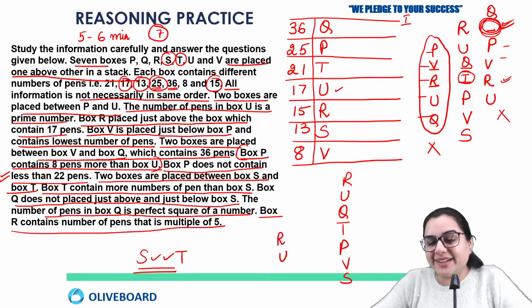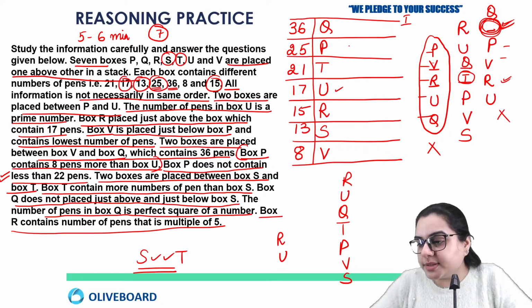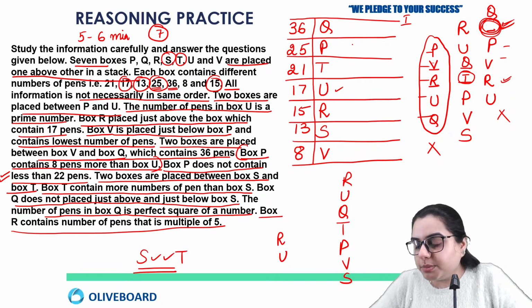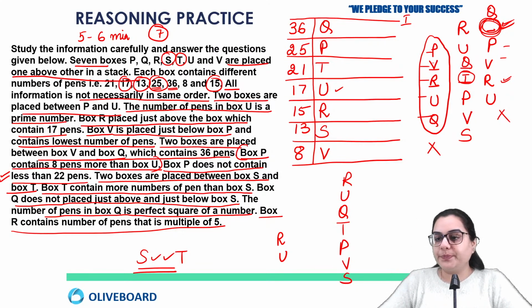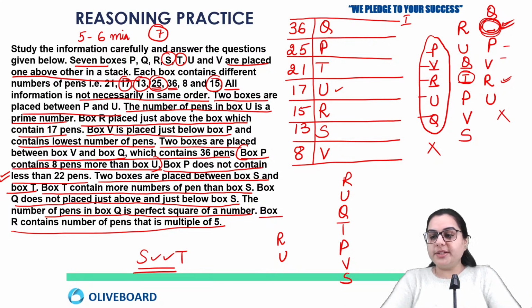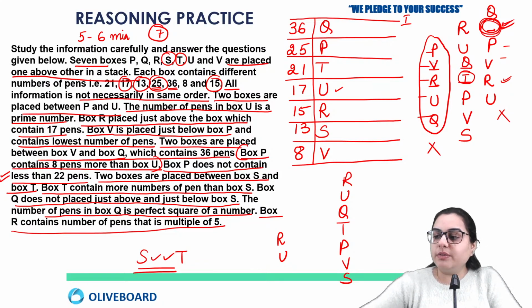So this is your correct sequence, and we already know the number of pens in every box. So Eva, you are giving me the sequence R, U, Q, T, P, V, S. It's correct. So is it clear to all of you? Is this puzzle clear to you all? Students, kindly confirm in the comment section if this question is clear to you all. So let us start solving the question now.